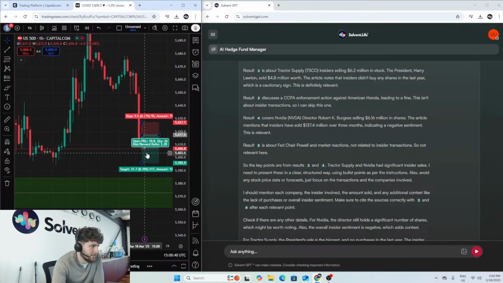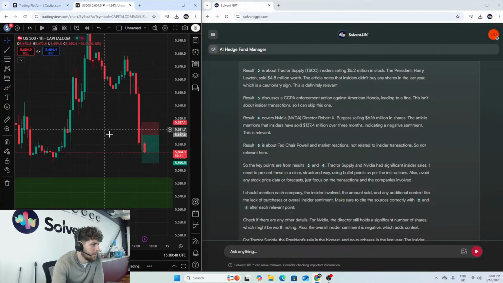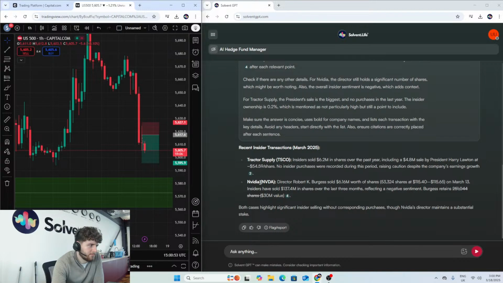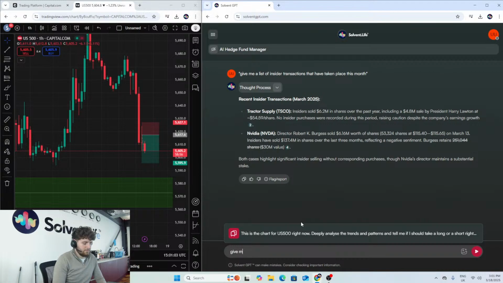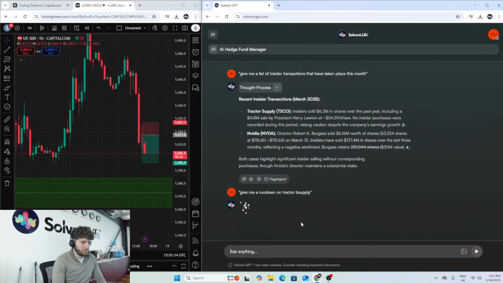Price dropping quite significantly, 5606. We are in profit, 1,400, 1,300-ish range. All we needed was a bit of patience. So maybe we can take a look at Tractor Supply. Give me a rundown on Tractor Supply. See what we get here.